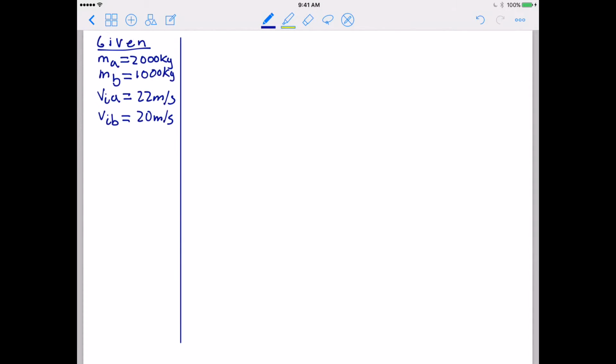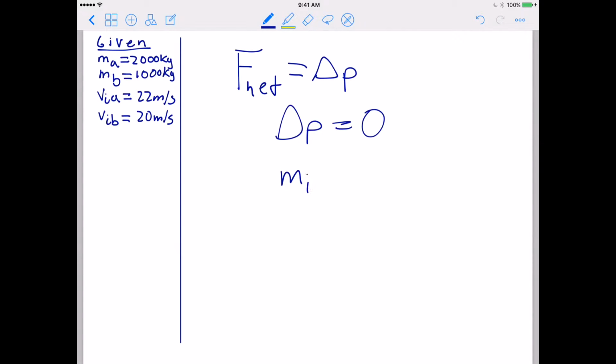Okay, so for the two cars, what we first need to think about is the momentum of the entire system, and that's displayed through this equation. We first have to find out if F net is zero. In our initial principles, we find that net external forces are zero. So we can set change in P, our momentum, to zero, which means that the initial momentum is equal to the final momentum.